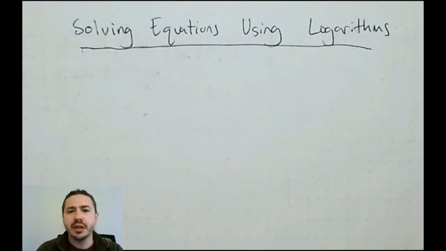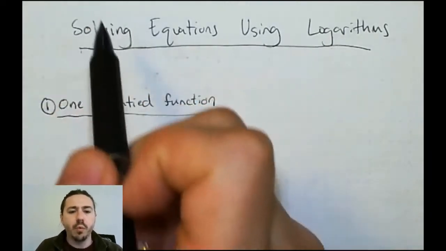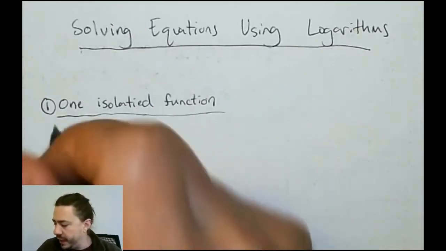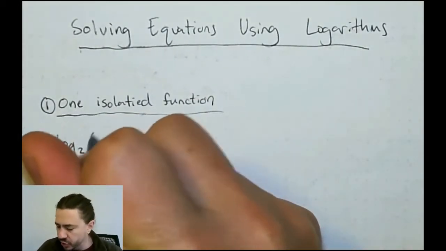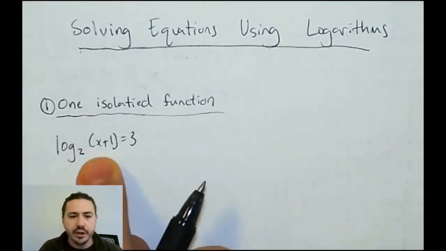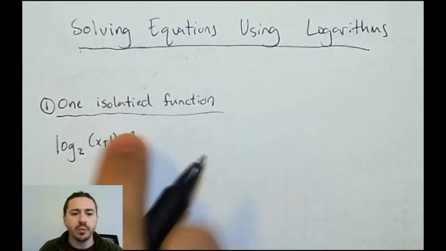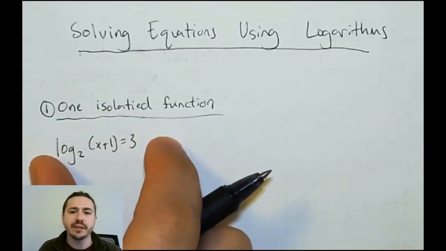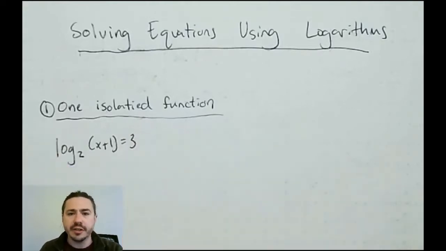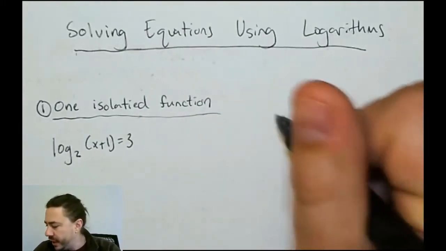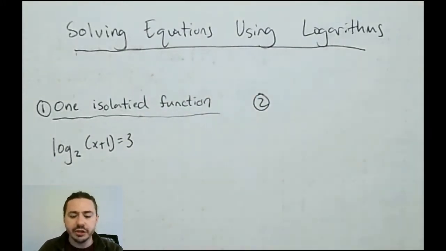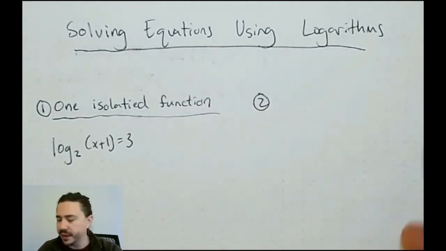And so you're typically going to end up with one of two scenarios. The first scenario is when you have one isolated function, and what I mean by that is if you have something like log base 2 of x plus 1 equals 3, notice how there's just one logarithmic function here, and so that's going to be one type of equation that you're going to want to try to simplify it to. There is another type of equation that you might have to simplify it to, and that is when you have two different functions, one on the left-hand side and one on the right-hand side.